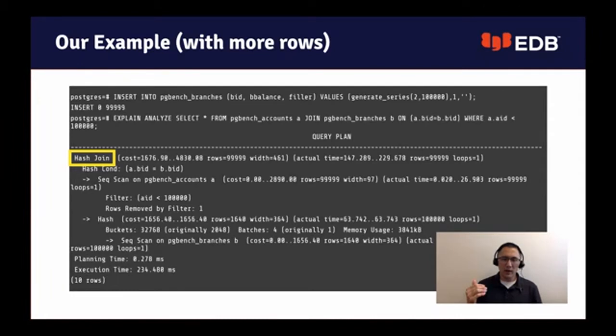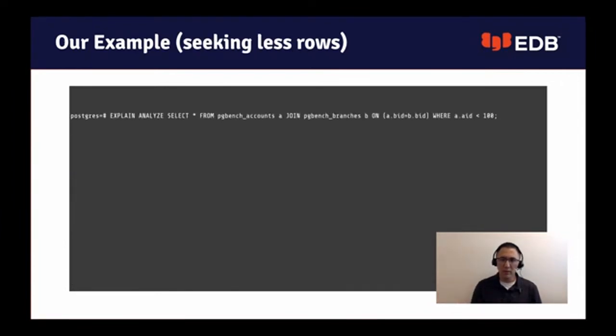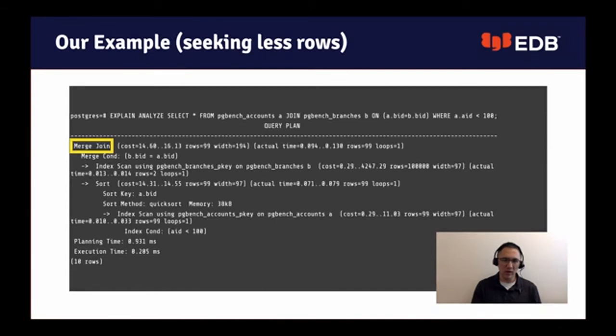Now, let's say I actually want to limit my search even more. So here we are with more rows, and I have AID is less than 100,000. Let's bump this down, and we're going to do AID is less than 100. Okay, so I want less rows, even though there's a lot of rows in the database, in the tables. This time we run it, we're going to get a merge join instead of a hash join.